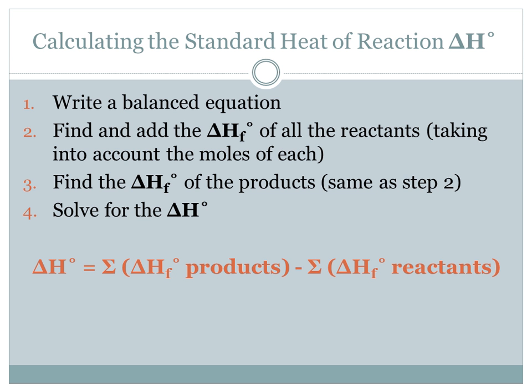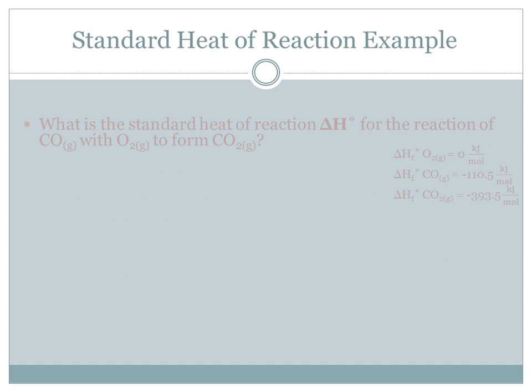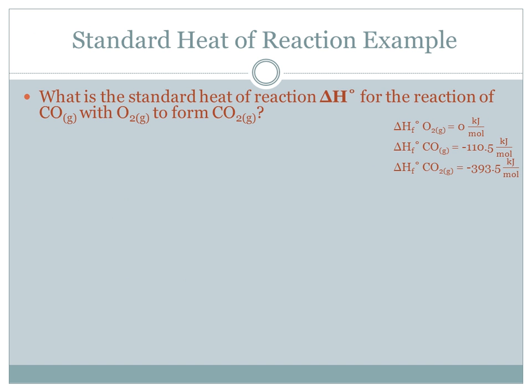Okay, everybody clear on that? Okay, so let's do an example. What is the standard heat of reaction, the delta H, for the reaction of carbon monoxide with oxygen to form carbon dioxide? And I've given you the enthalpy of formation of oxygen, carbon monoxide, and carbon dioxide. So we're going to need to use those in order to figure out the delta H of reaction.